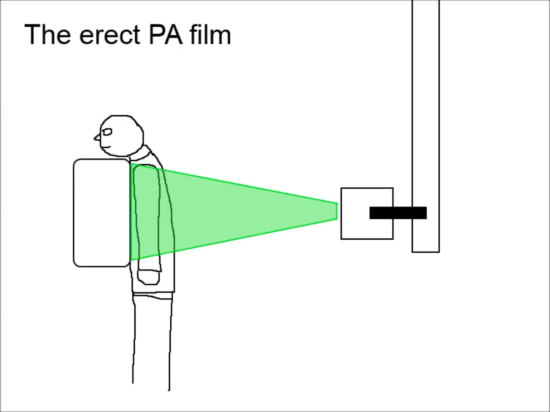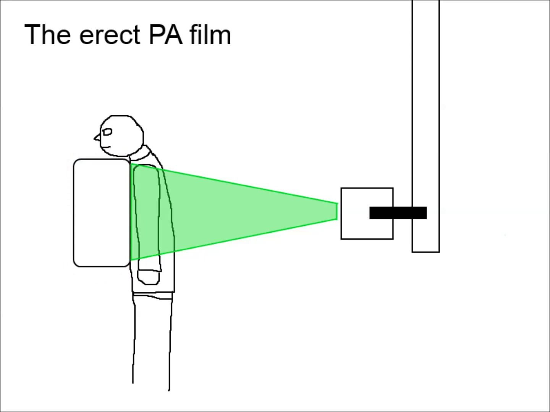Now, using my outstanding artistic talents and a bit of MS Paint magic, I'm going to briefly demonstrate how a PA film is taken. This is the X-ray beam emitter, which fires a cone-shaped beam of radiation towards the patient. And this is the cassette, where the X-rays are absorbed, some magic happens and a picture is made. Honestly, I don't know exactly how it works.